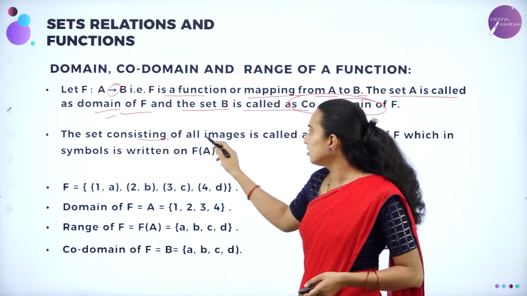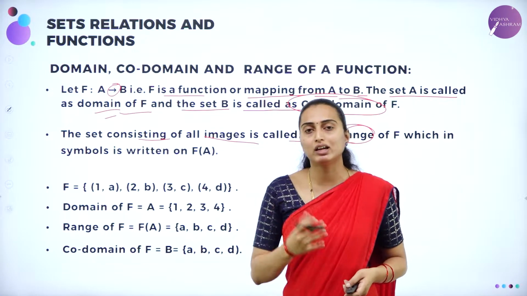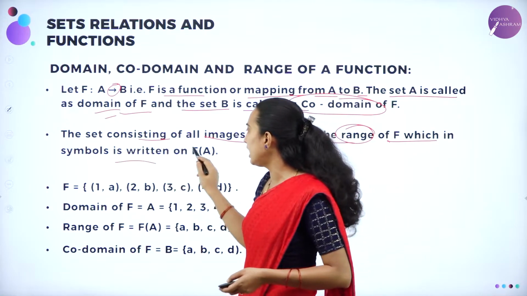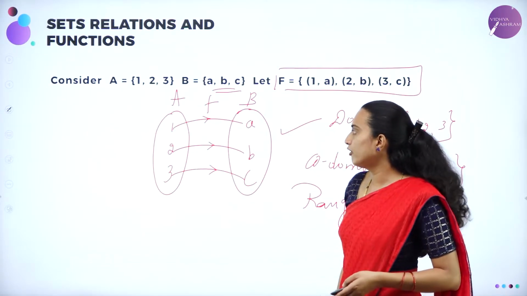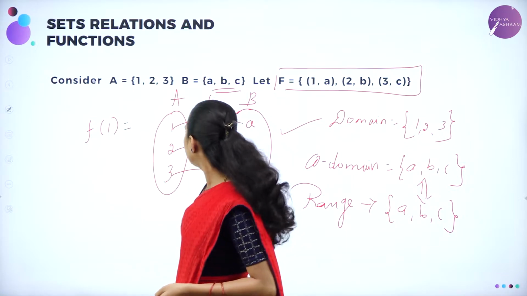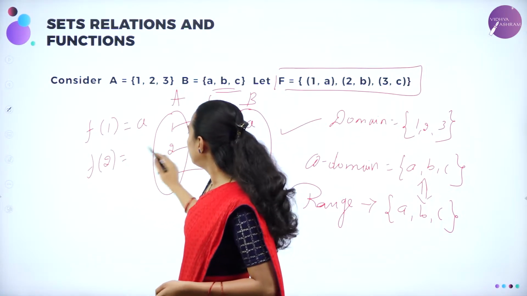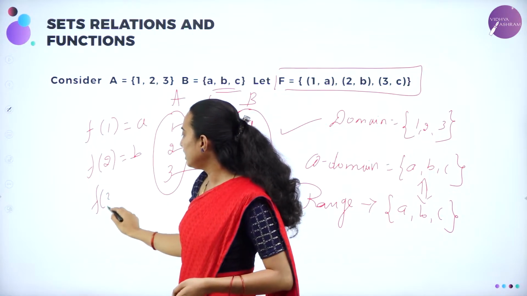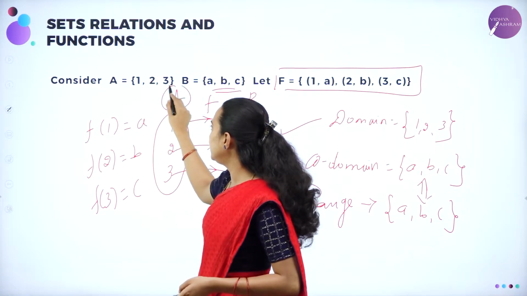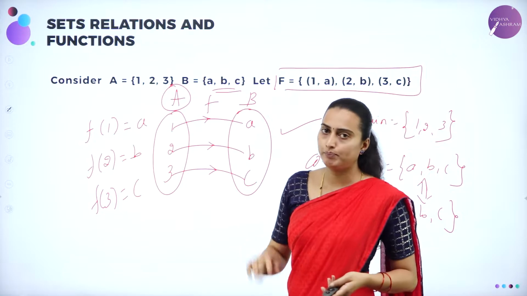This set consisting of all the images is called the range. All the images means where the connected element goes. So of F, which symbol is written as F of A. What is F of A? Here you can check out. F of 1 is nothing but A. Similarly, F of 2 is nothing but B. F of 3 is nothing but C. What is this 1, 2, 3 in which? In the set A.